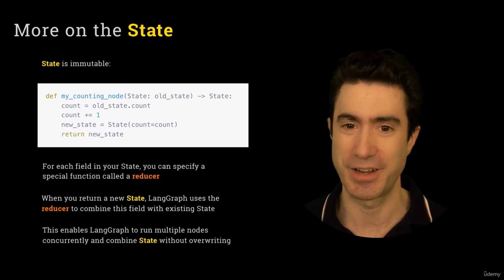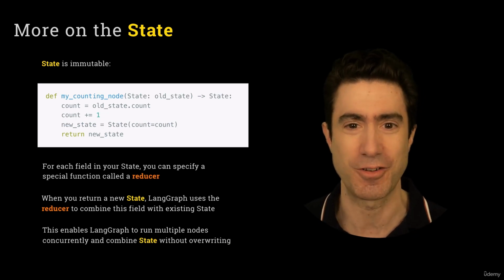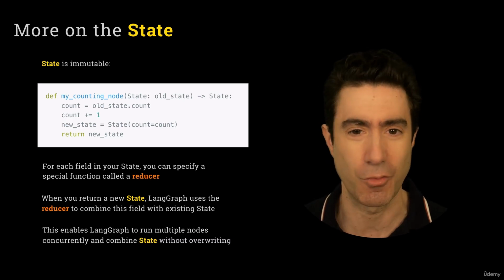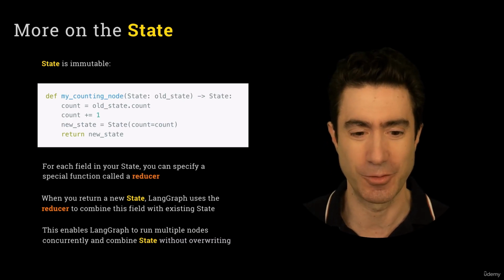So you'll see, if this is seeming a little bit abstract, it's going to be concrete when we look at the code. We will indeed use a reducer, and it's going to be super clear why we need to do that and how it helps.